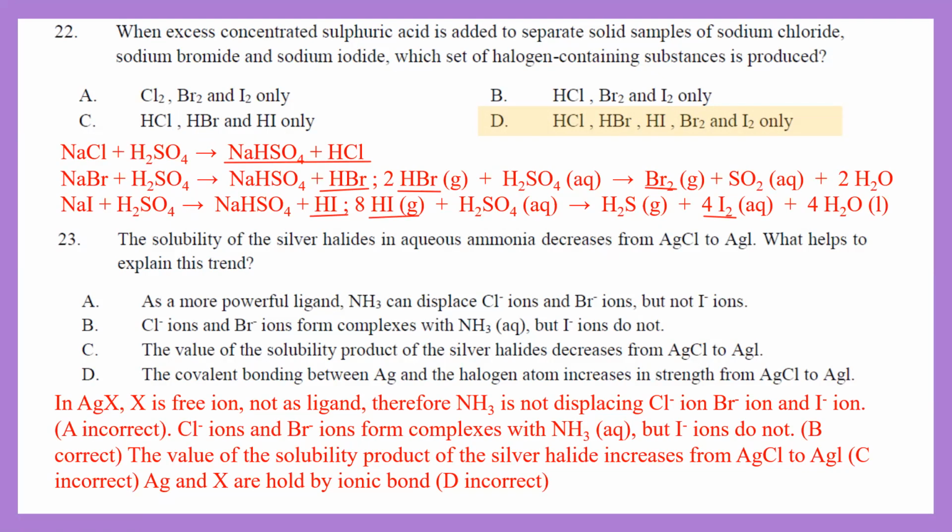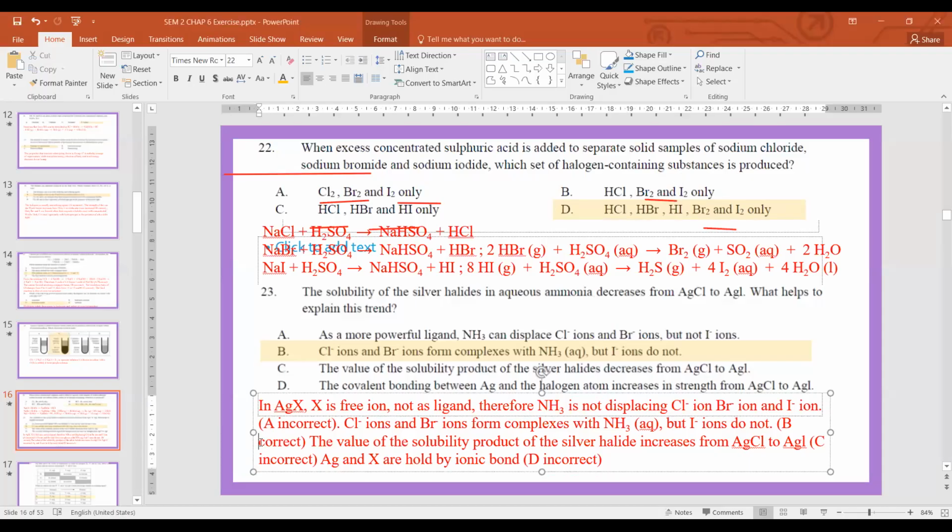Option B says Cl minus and Br minus form complexes with ammonia, but iodide does not. Actually, this statement is wrong. It is not Cl minus and Br minus, it is the Ag plus that forms the complex with ammonia. So B is incorrect. And then C, the value of the solubility product of the silver halide decreases.